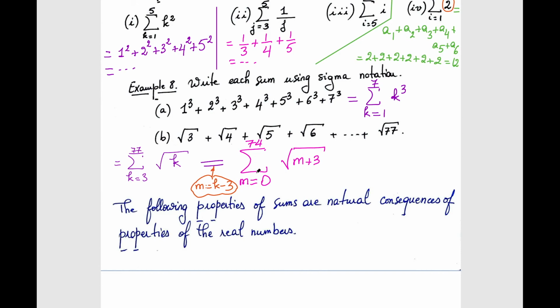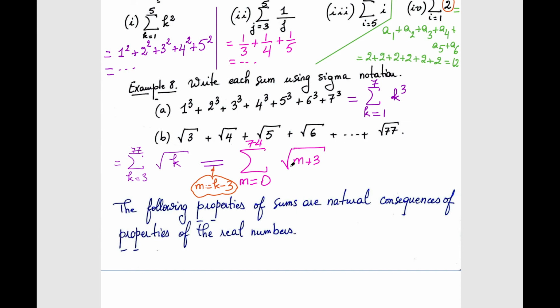When m is the next one, so when m is 1, that becomes square root of 1 plus 3, which is square root of 4. Correct? And even the next one, when m is 2, I'm going to have square root of 2 plus 3. 2 plus 3 is 5, so I get this. And what's the highest m can reach? It's 74. When m is 74, this becomes square root of 77, so it's correct. So these guys are the same. These guys are the same. So when you write a sum of terms, it doesn't have to be a unique way to write it.